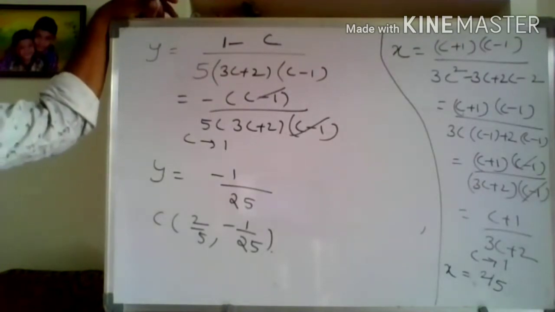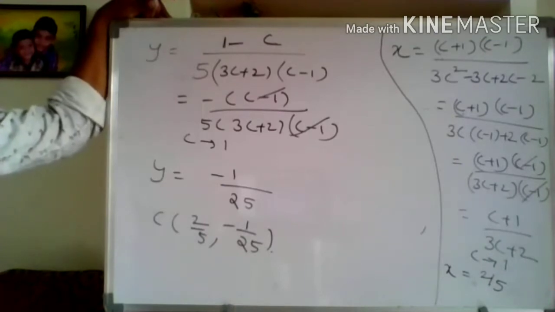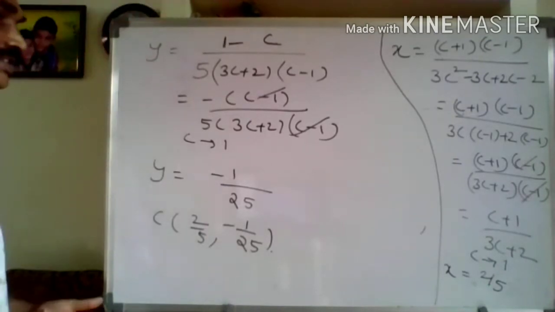Now, the equation of the circle formula is (x minus h)² plus (y minus k)² is equal to r².